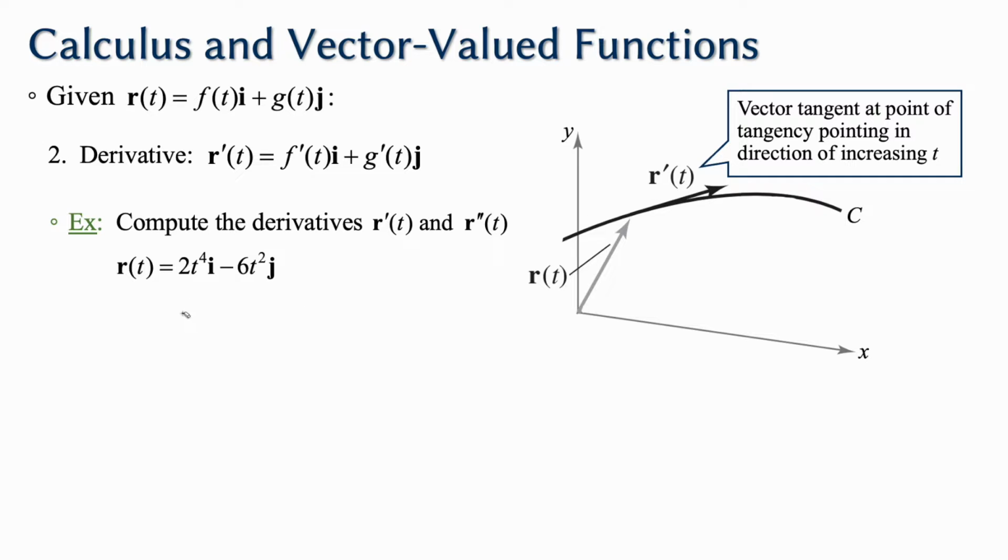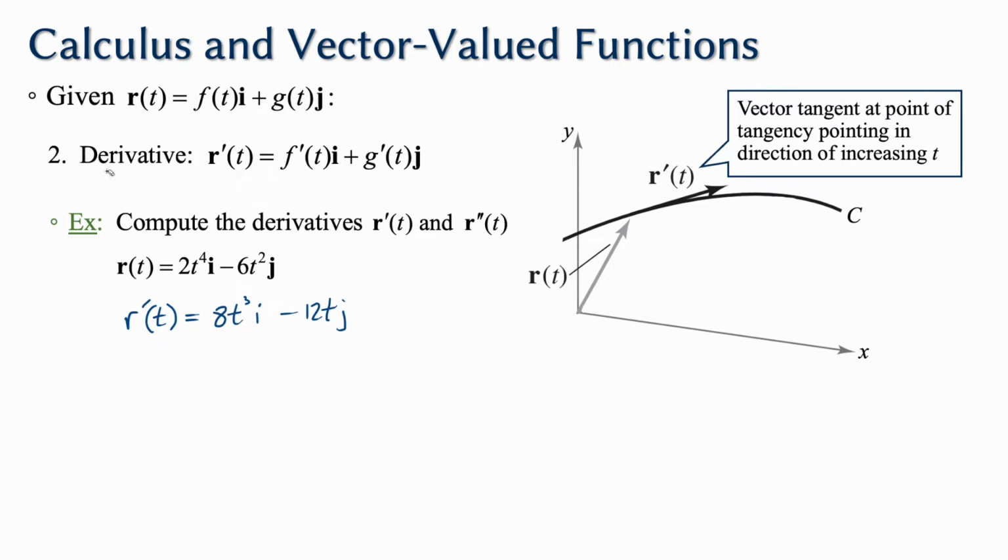So back to derivatives, let's go ahead and just do the first step and find them. Like I said, given this vector-valued function, we're going to individually differentiate each of these pieces. As far as the notation, we can refer to this as the derivative, because again, we're using function notation for the vector-valued function. In this case, this works out to be 8t cubed i minus 12t j.